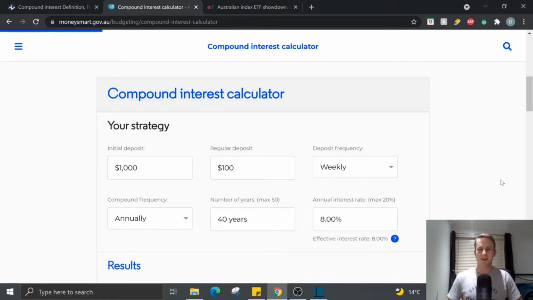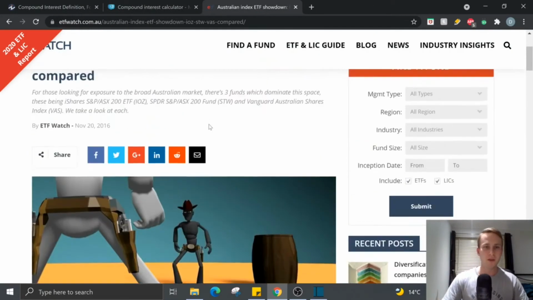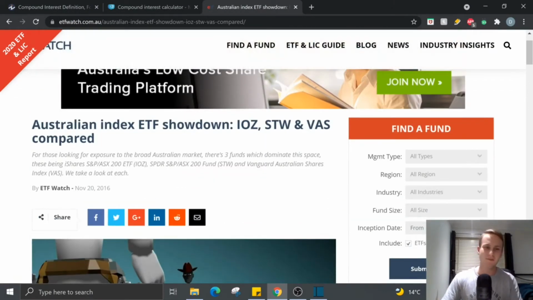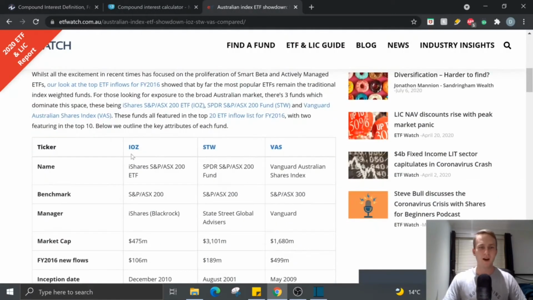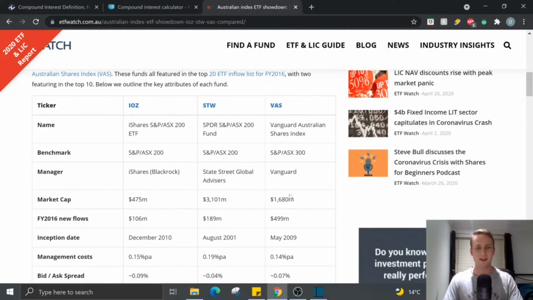Now you're probably asking, Devin, what am I going to invest in to get this 8% annual interest rate? Well, this is what you could consider. You could consider a low-cost Australian ETF, such as IOZ or VAS. IOZ tracks the 200 largest Australian companies, or you could consider VAS, which tracks the top 300 Australian companies.